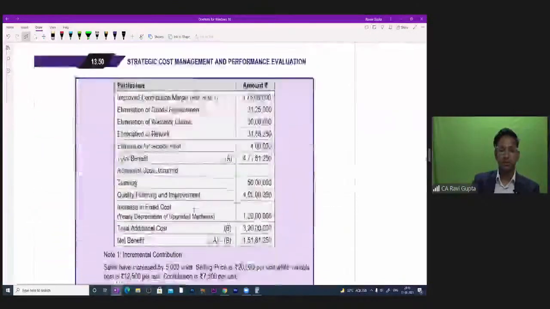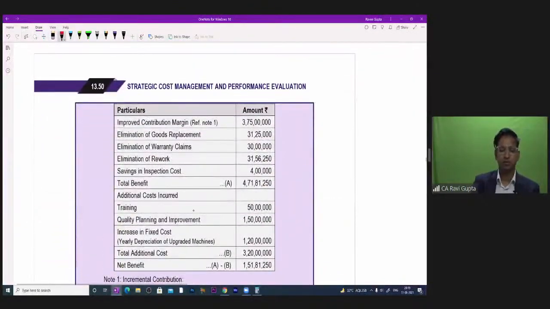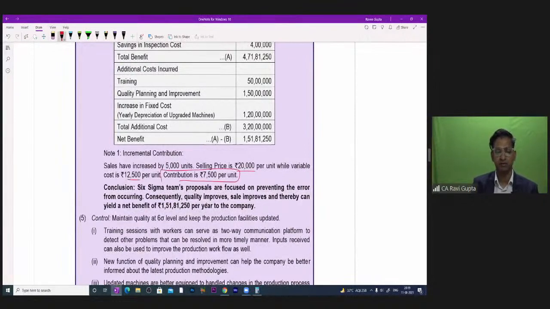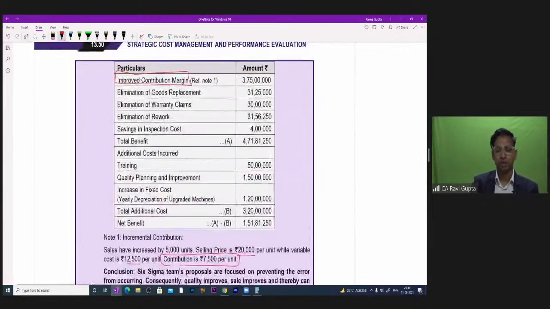And we can see the improvement. What are the improvements? Improvements to the contribution margin. You need to refer to note number one, that is sales. We are expecting that 5,000 sales will increase. So the selling price is 20,000, the variable cost is 12,500, so the contribution is 7,500. So we will be able to earn 3 crore 75 lakh rupees more.